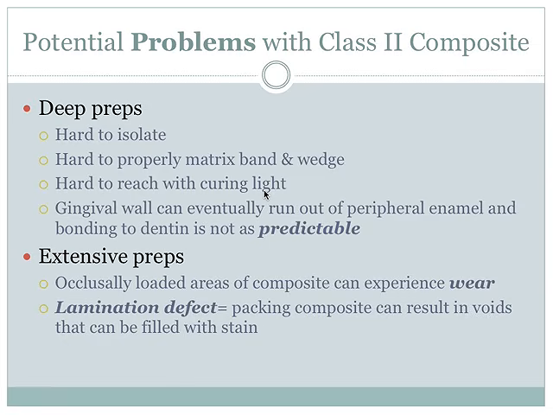It's also just technically hard to reach with your curing light, and the gingival wall can eventually run out of enamel. If you imagine we go deep and deep and deep, we might just end up with dentin at the bottom. So that bonding is not as predictable. Remember, the etching is not as effective with dentin as it is with enamel. And just in basic principle, in an extensive prep, you have more surface area. These occlusally loaded areas can experience wear, and packing composite, like we mentioned before, can result in voids if you play around with it a lot.